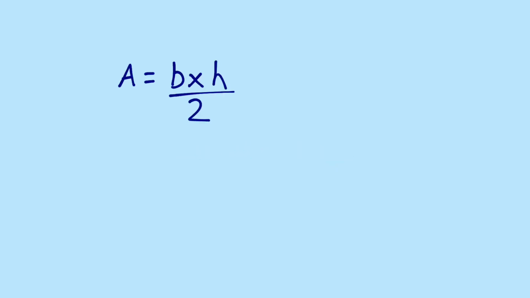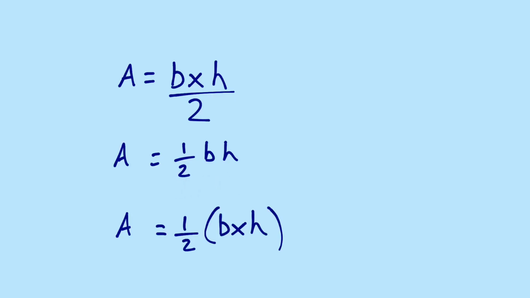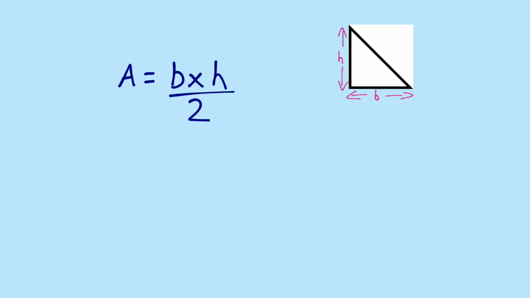Area of a triangle. The formula for the area of a triangle is base multiplied by height divided by 2. Sometimes you will see it written other ways, for example, half base times height, or half of base times height in brackets. So in this right angle triangle, B is the base and H is the perpendicular height.